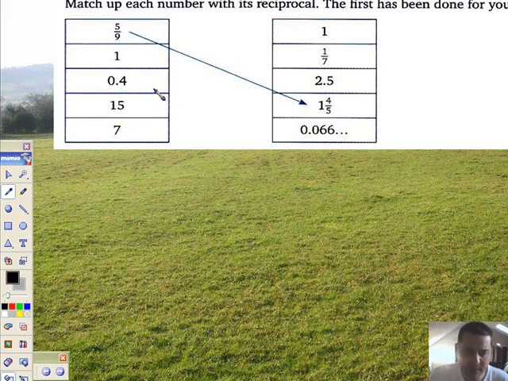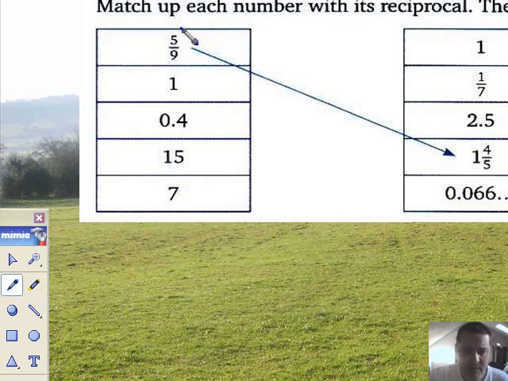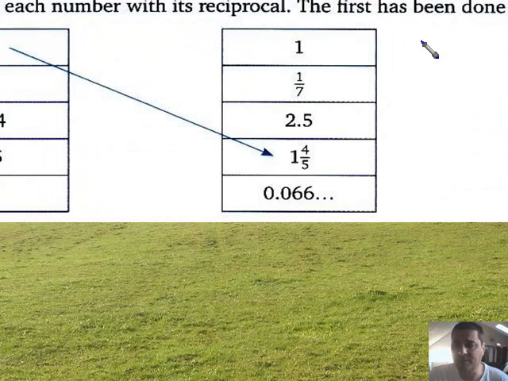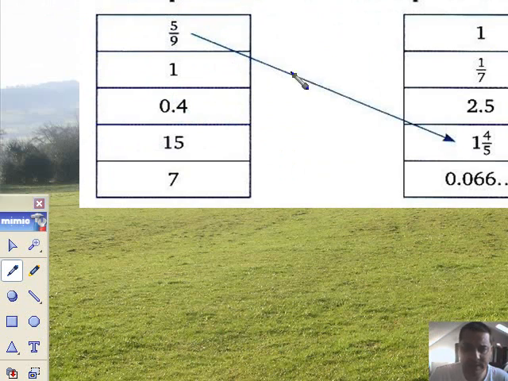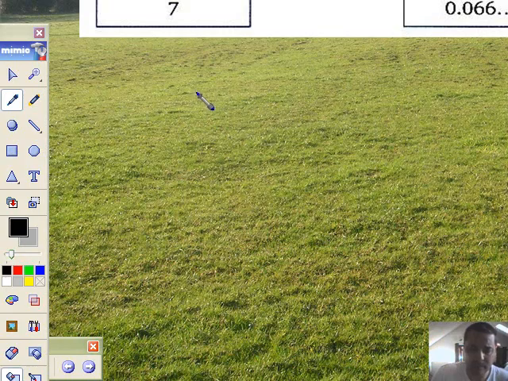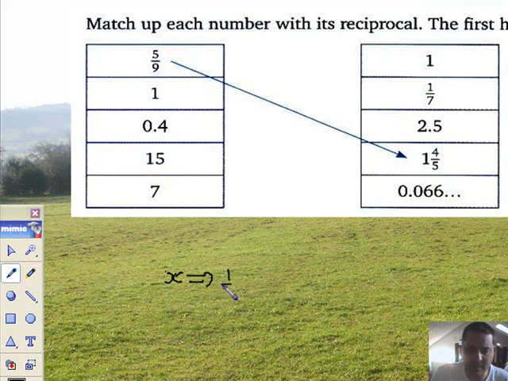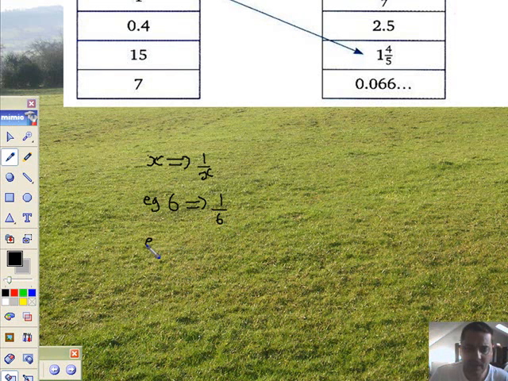Alright, take it a bit more slowly. This is question 7, match up each number with its reciprocal. The first has been done for you. Why is that? Remember, a reciprocal is this. You take a number, x, and then you say 1 divided by that number. So that becomes 1 over x. Quick example, 6 becomes 1/6. How about another one? Let's just do a fraction. A third becomes 3 over 1. In other words, 3. Better change colours, getting a bit dark.